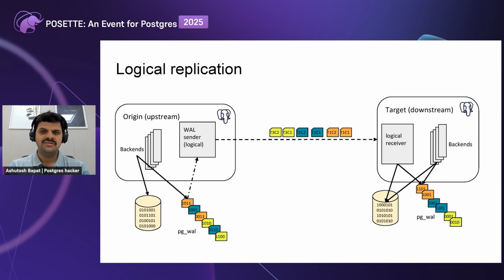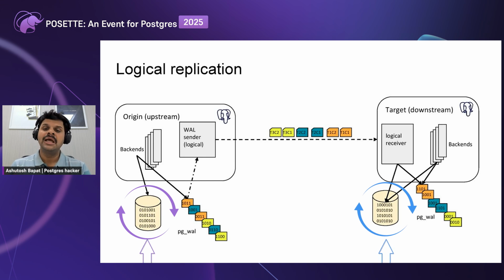With logical replication, we add more intelligence to this system. You will notice that there is still an origin, there is still a target, but the disk view on origin and target, which you can see as the disk symbols at the bottom, is different. And the reason it is different is because we do not send the physical view of the database and also the physical WAL.